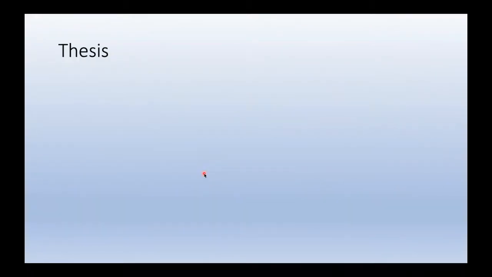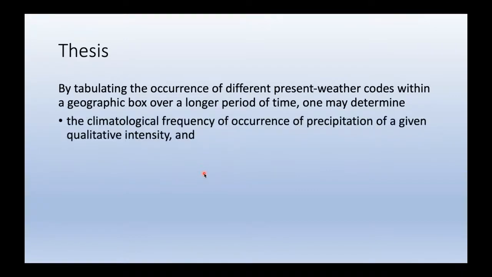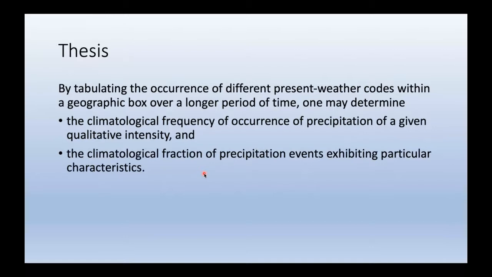So my thesis, which is the basis for what comes next, is that by tabulating the occurrence of different present weather codes within your geographic box over a longer period of time, you can determine the climatological frequency of occurrence of precipitation of a given qualitative intensity and the climatological fraction of precipitation events exhibiting particular characteristics.